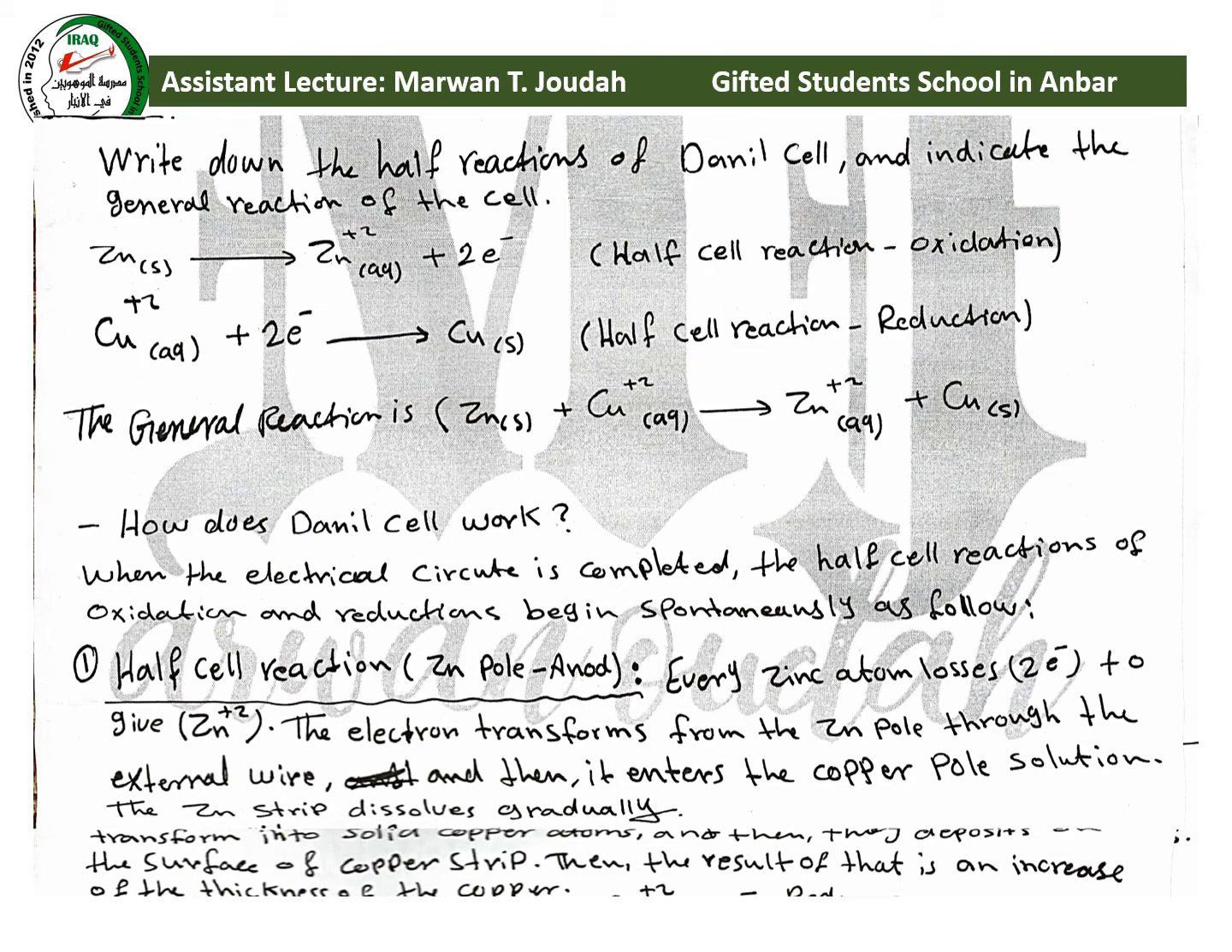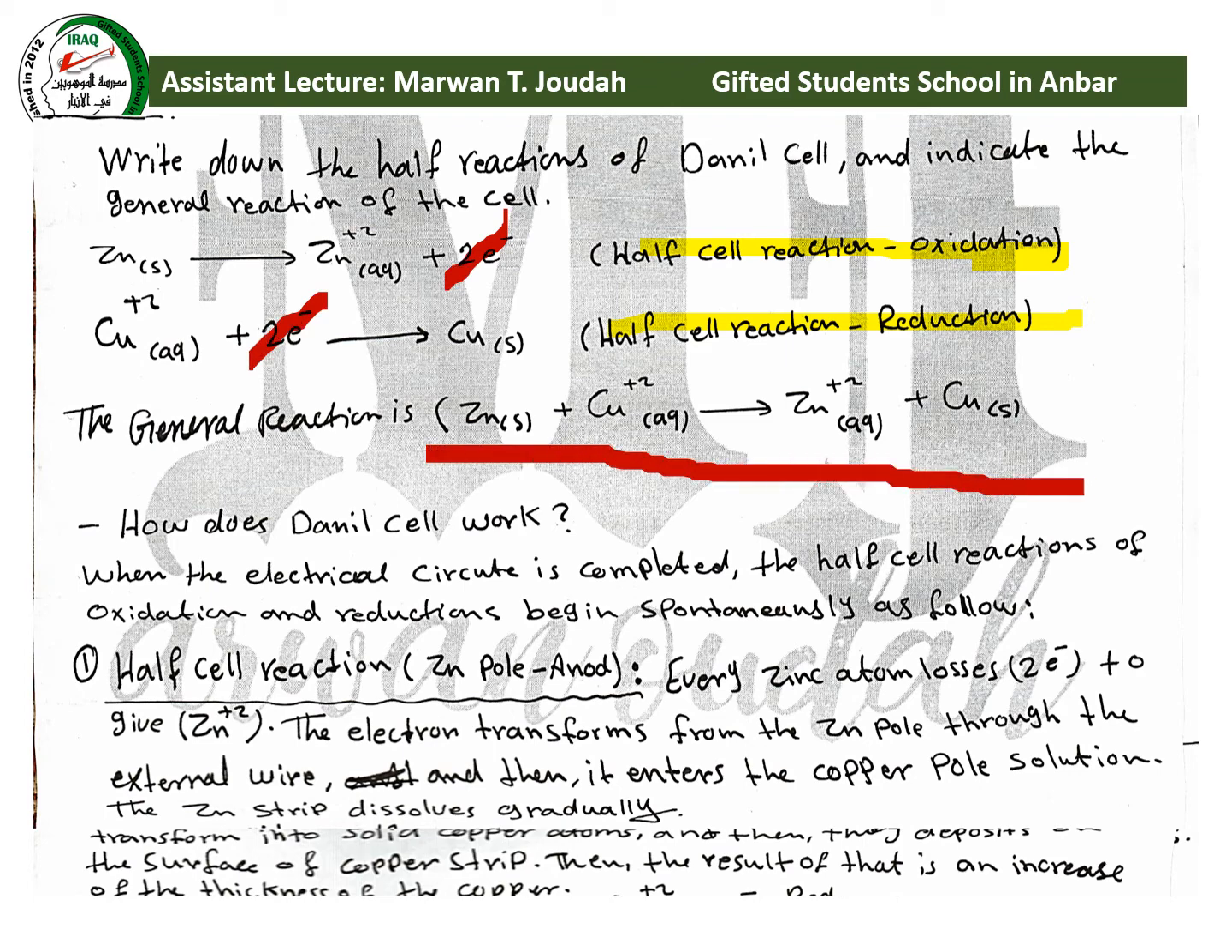So these are the half reactions. The reduction first, and the oxidation second. And for the general equation, you only cancel the electrons here with the electrons there and write everything down. This is the general equation. So how does the Daniell cell work?